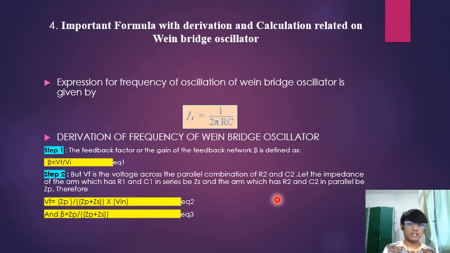Then second step, the Vf is the voltage across the parallel combination of R2 and C2. Let the impedance of the arm which has R1 and C1 in series be Z series, and the arm which has R2 and C2 in parallel be Z parallel. Therefore, we obtain two equations: Vf equal to Zp over Zp plus Zs times Vin for equation 2, and we get beta equal to Zp over Zp plus Zs, which is equation 3.